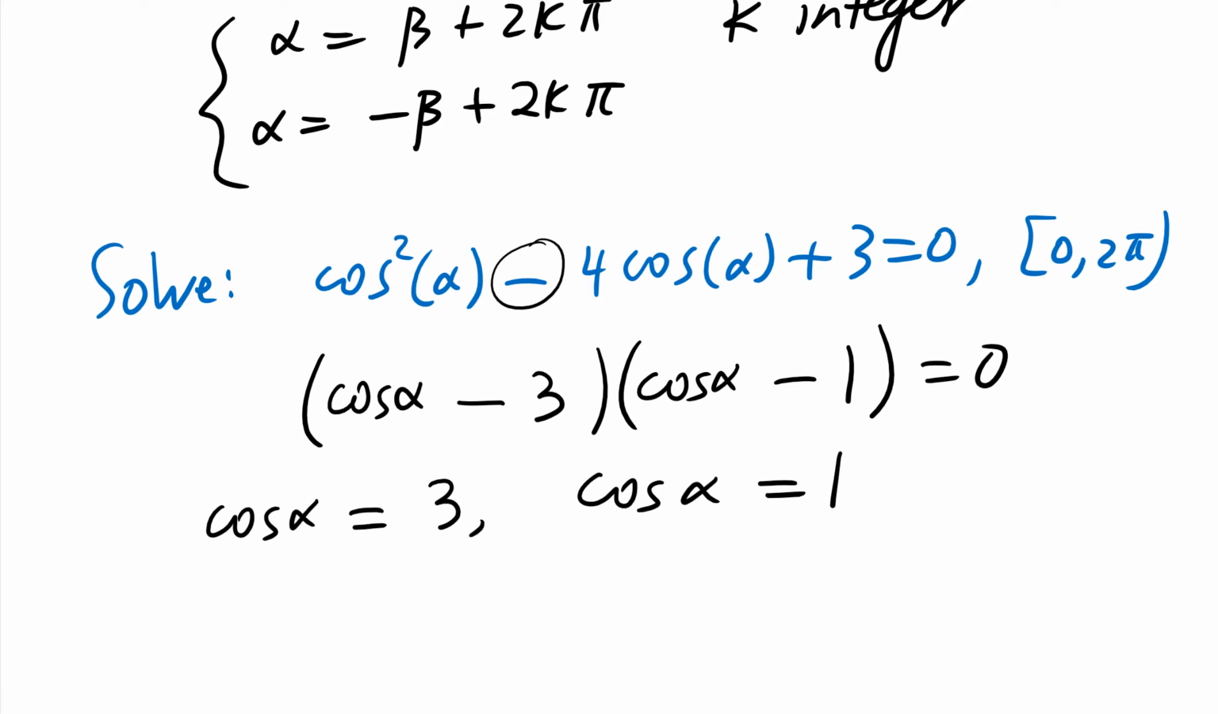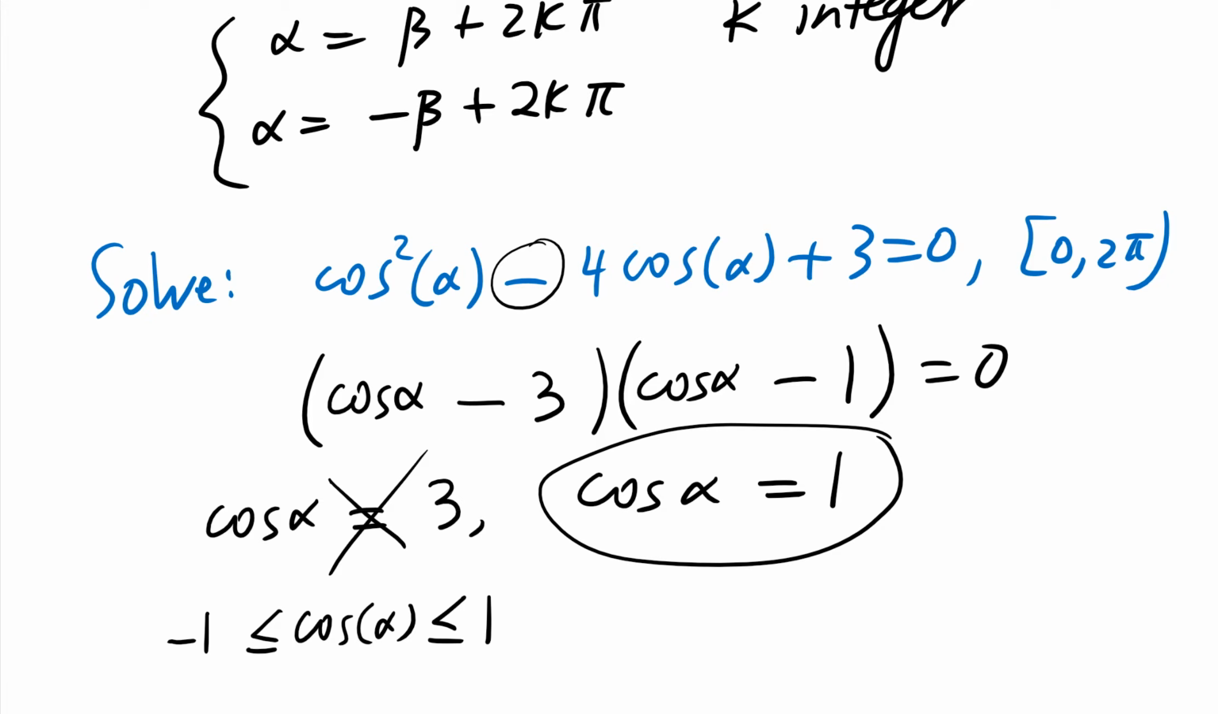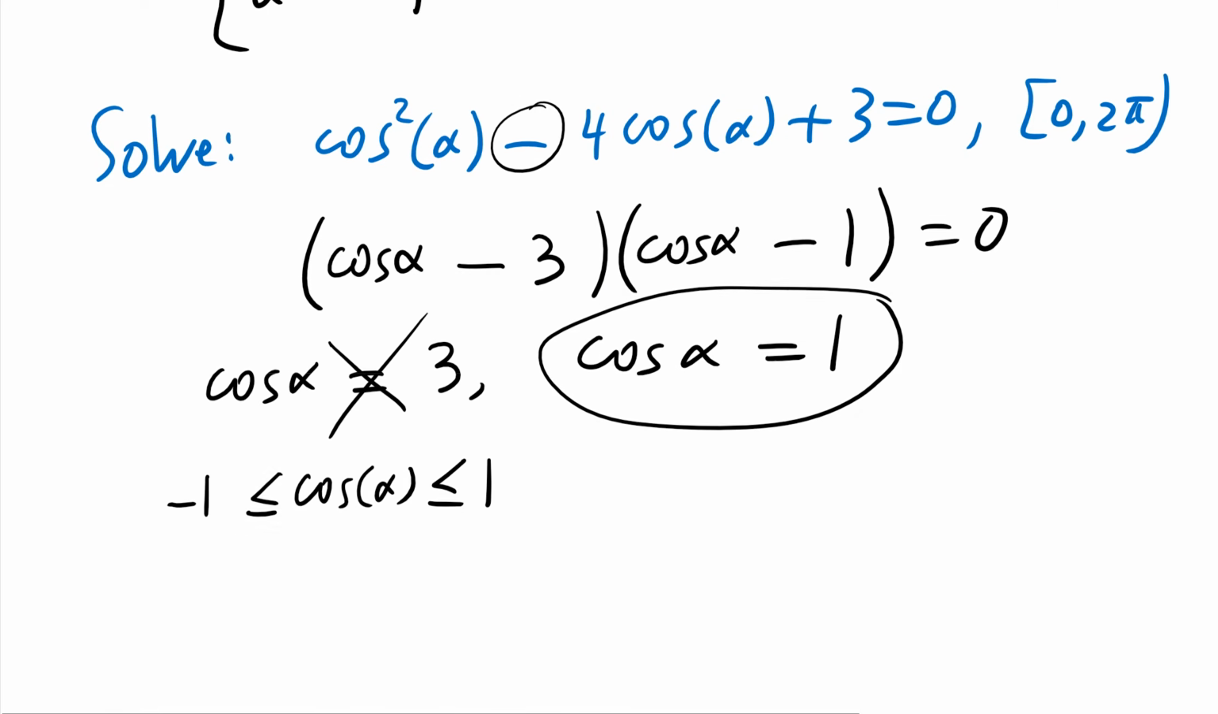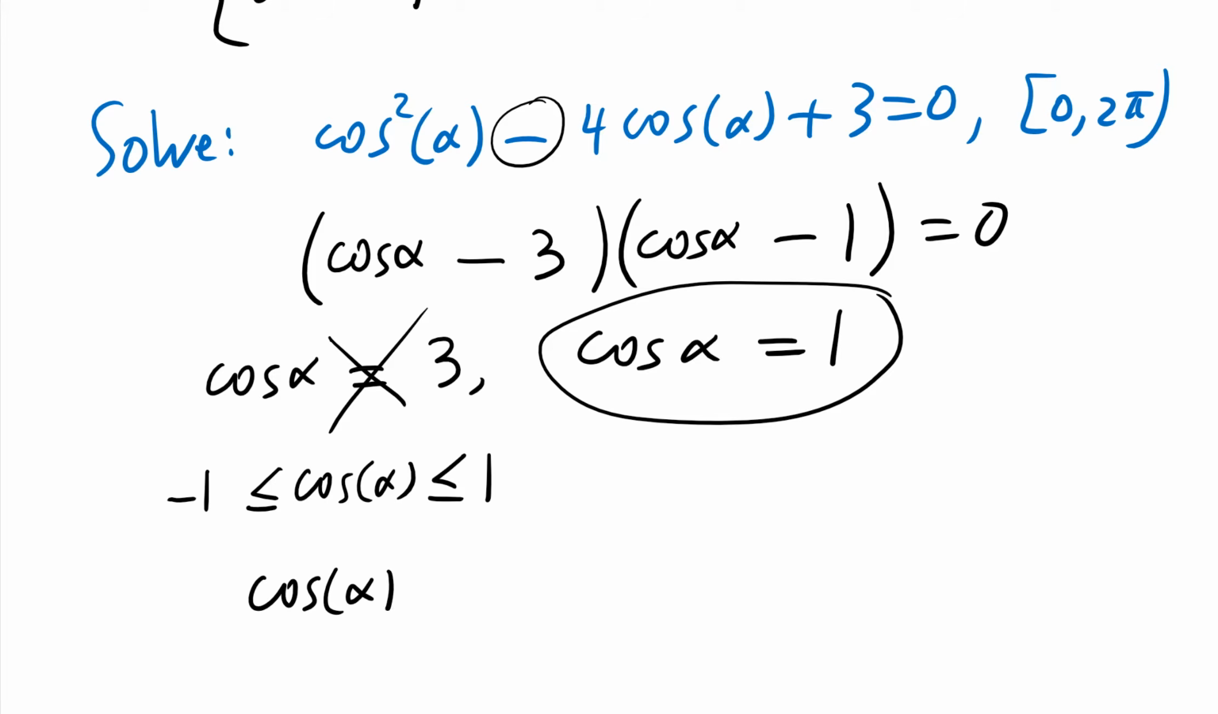Based on this, we know this doesn't work, since cosine of any angle is always between negative 1 and 1. It can't exceed 1. So there's only one equation I have to deal with. Cosine alpha equals 1. What's the angle whose cosine is 1? That's 0. The smallest angle, let's say, from 0 to 2 pi is 0.